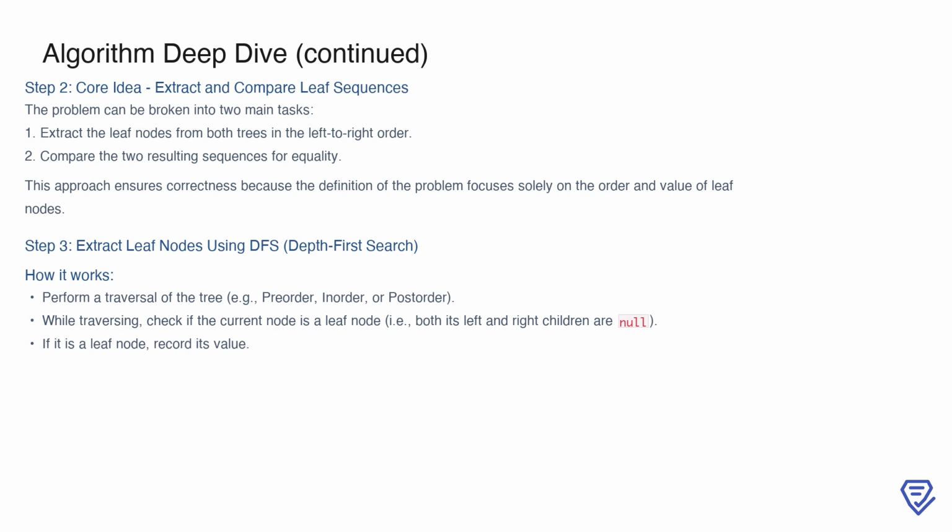The core idea behind the solution is to break the problem into two main tasks. First, we extract the leaf nodes from both trees in left to right order. Second, we compare the two resulting sequences to check if they are identical.